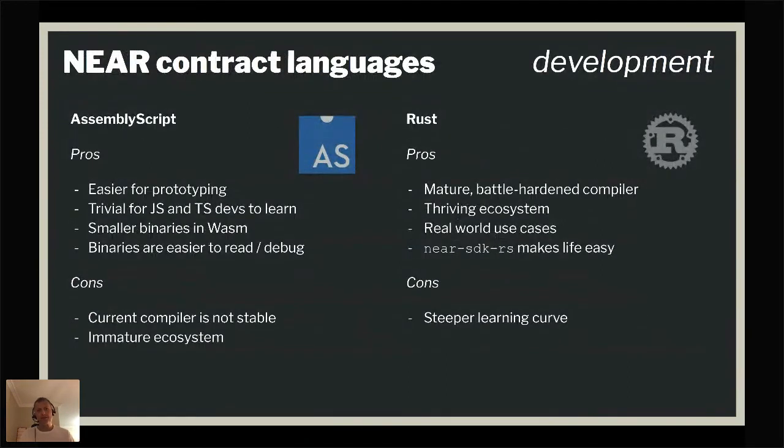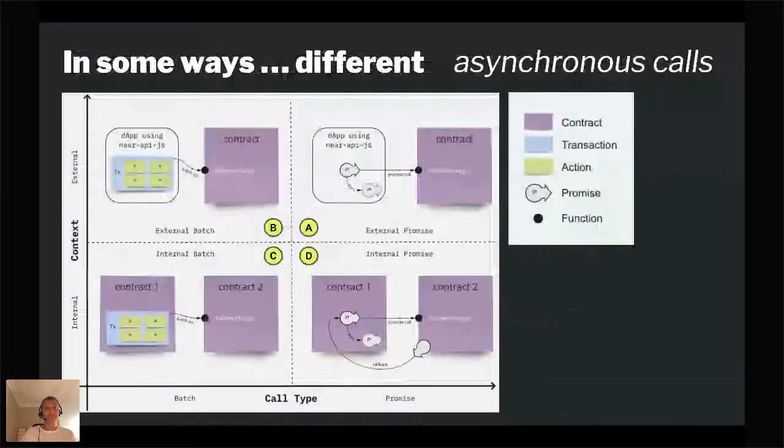And then pros and cons between AssemblyScript and Rust. AssemblyScript is easy for JS devs to learn. There's less tooling between the AssemblyScript that you write and the WASM that you bring out, so it's easier to read, for example in the WebAssembly text format, the WAT format. Whereas Rust is state of the art in terms of WASM compilation, and the tool chain there is mature and battle hardened. So if you're going to be managing any amount of money or value in the contract, then we recommend Rust for the time being until AssemblyScript catches up.